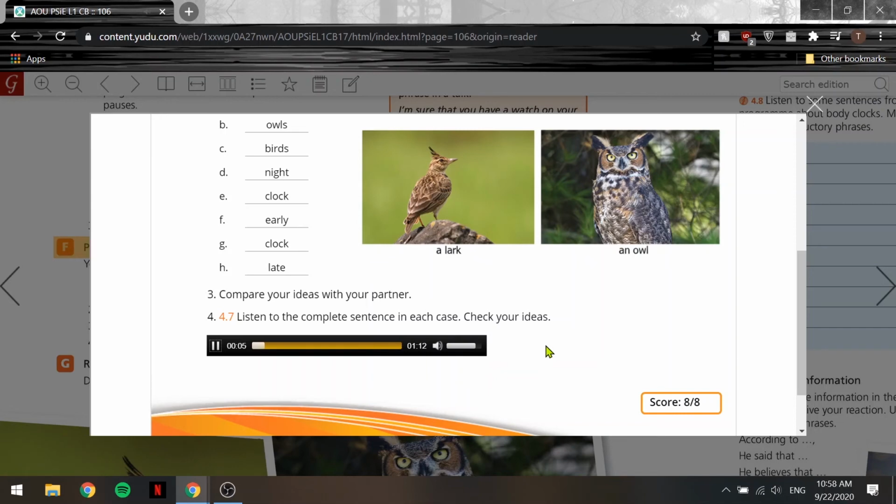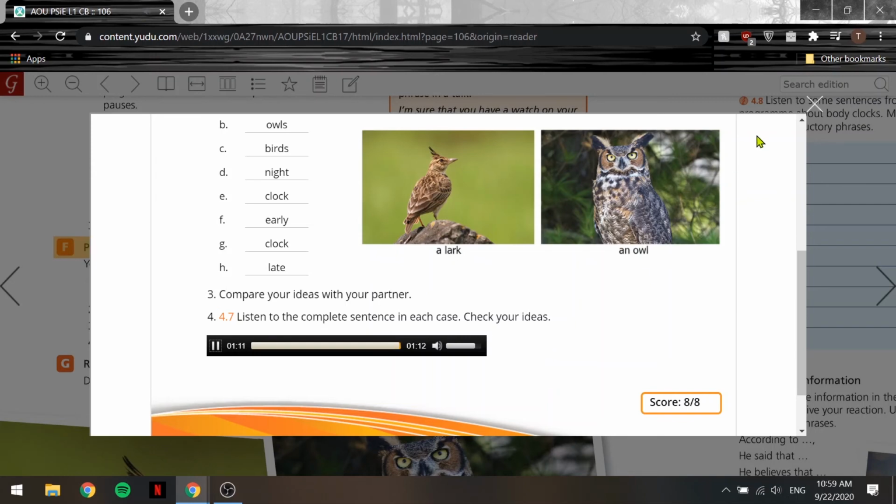A. Some people prefer the morning, but some people like the evening. B. According to Dr. Louis Tachek of the University of California, people are either larks or owls. C. Dr. Tachek points out that larks are early morning birds. D. Owls come out at night. E. Larks have a fast body clock. F. They like to do things early. G. Owls have a slow clock. H. They like to do things late.